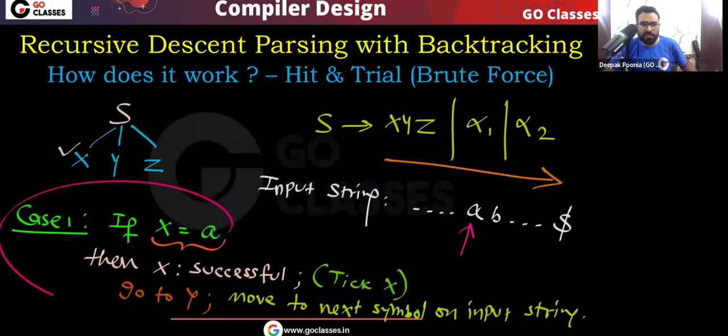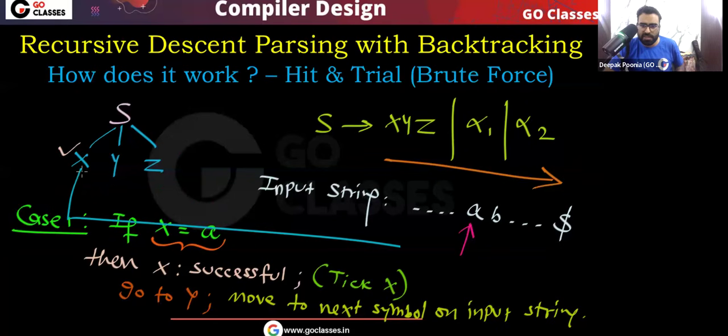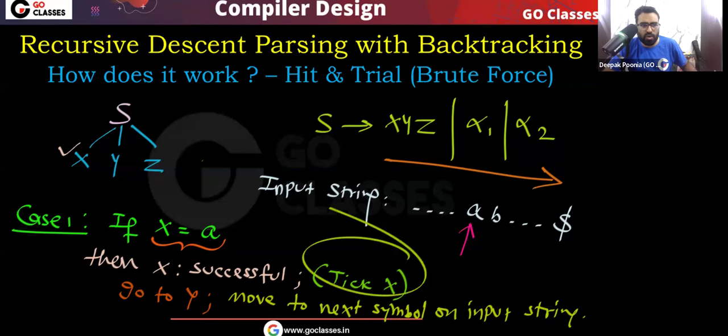You can see this case number 1 we have seen here. If this x is equal to the current input symbol a, then in that case this x is successful. We will put a tick mark on x, we will go to y, and on the input string we will move to the next symbol. Very simple. So this is case number 1.